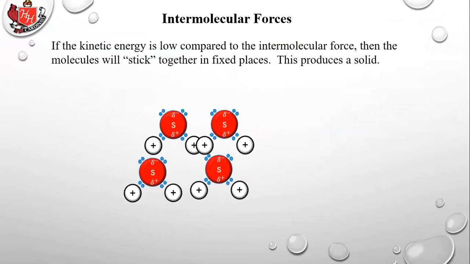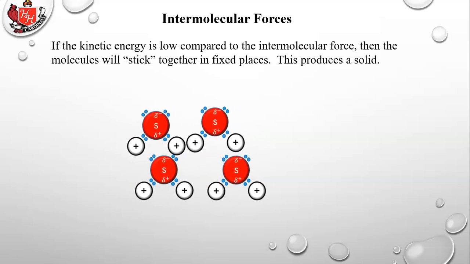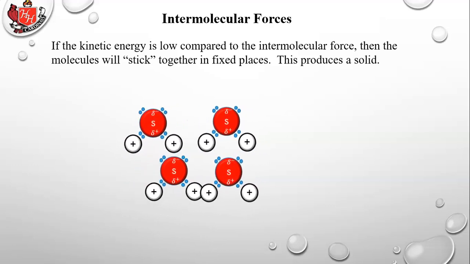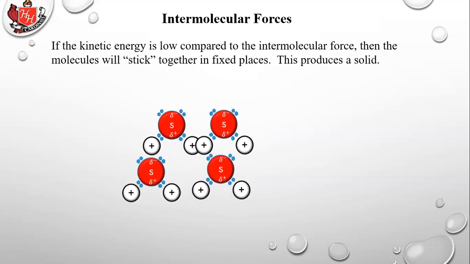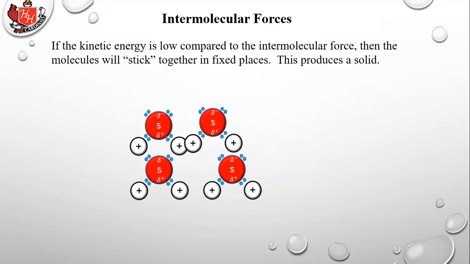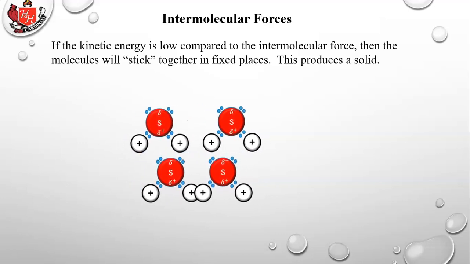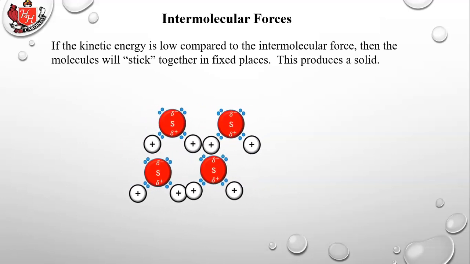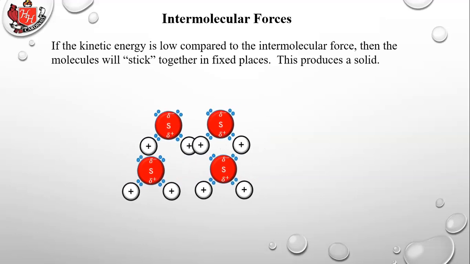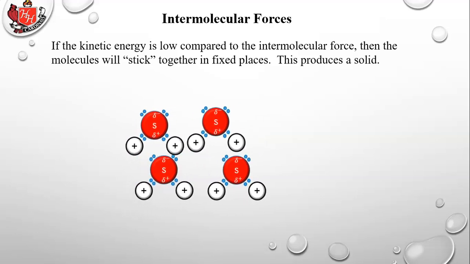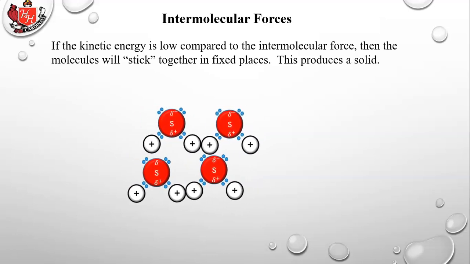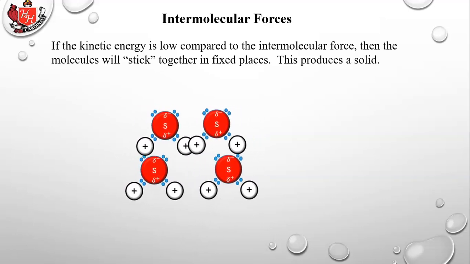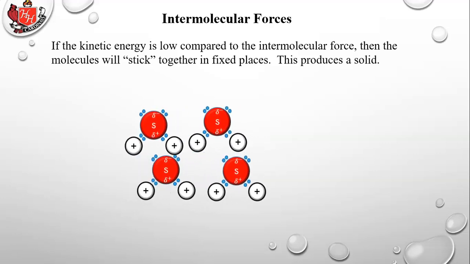If the kinetic energy is low compared to the intermolecular forces, then the molecules will stick together in fixed places. This produces a solid. So even in solids, the molecules are going to be moving around. Nothing in the universe stands still. There's nothing in the universe that's not moving. So even the molecules and atoms in a solid are moving. They're wiggling. That's called translational motion. They can't go from point A to point B, but they can wiggle back and forth where they are.